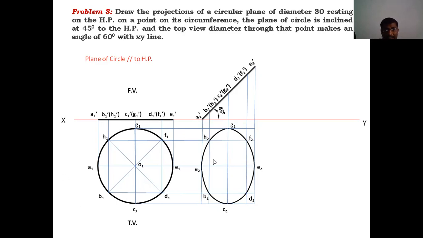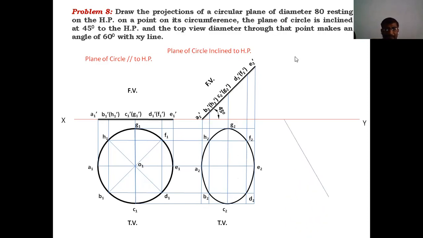The circle looks like an ellipse in the second stage top view. When the surface of the circle is rotated with HP, in the top view, it looks like an ellipse. Okay, this is the second stage top view after rotating the circle. This is a front view and top view. These two views will be obtained when the plane of the circle is inclined to HP.